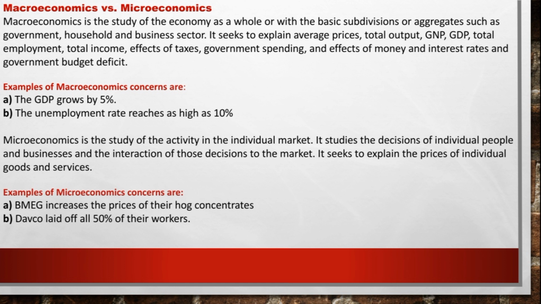Microeconomics is the study of activity in the individual market. It studies the decisions of individual people and businesses and the interaction of those decisions in the market. It seeks to explain the prices of individual goods and services. For example, A, BMI increases the prices of their hog concentrates. B, Doveco laid off 50% of their workers.